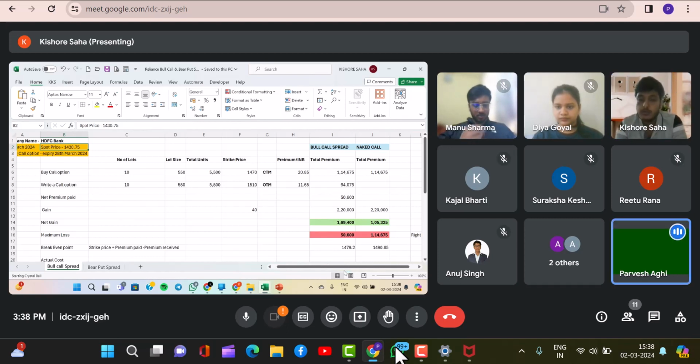But what you have done is that you have actually bought a call and written a call at the same strike price. Okay, so I believe that your position. No, sir, I have written a call at a different price, which is 1510. The strike price is different, and this is out of the money. Okay. So these calls will remain open till the time of expiry, so you have to close them basically. Yes, sir.